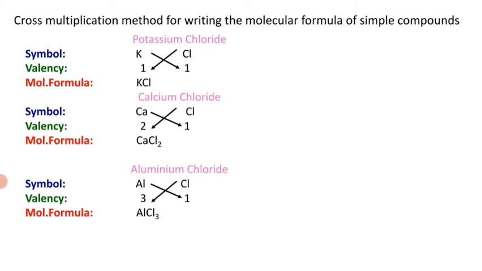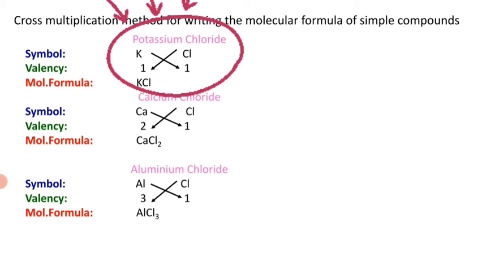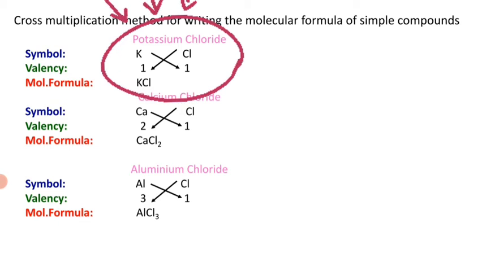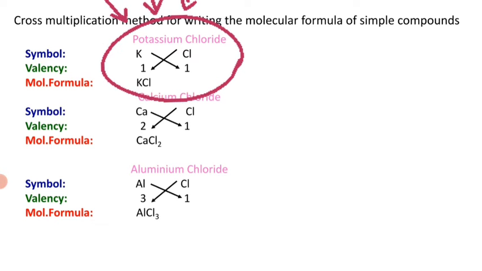Now we will study the cross multiplication method for writing the molecular formula of simple compounds. Suppose we take the compound potassium chloride. The symbol for potassium is K and the symbol for chlorine is Cl. So the molecular formula for potassium chloride is KCl. Valency of potassium is 1. Valency of chlorine is 1. So the molecular formula is KCl.